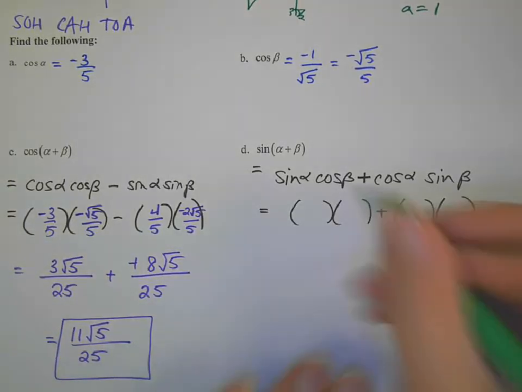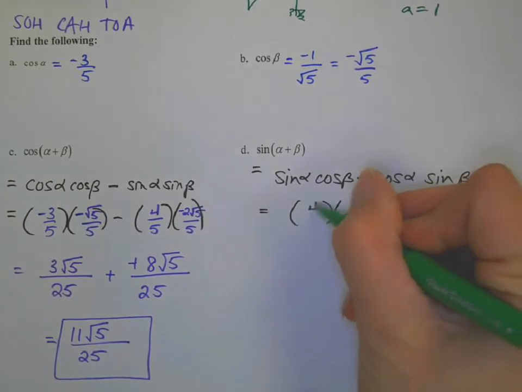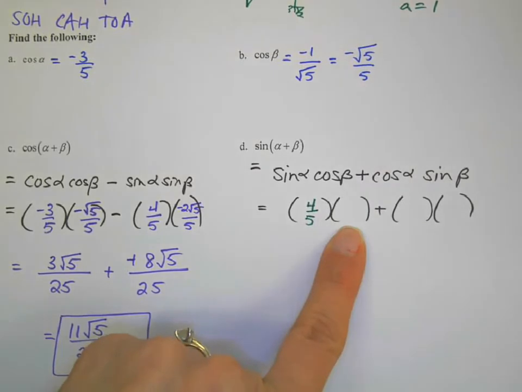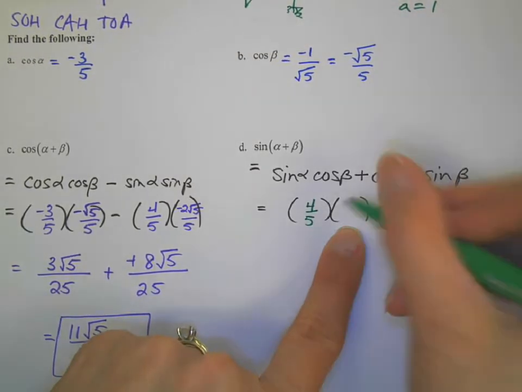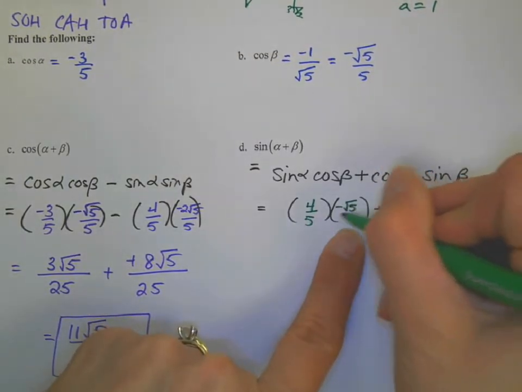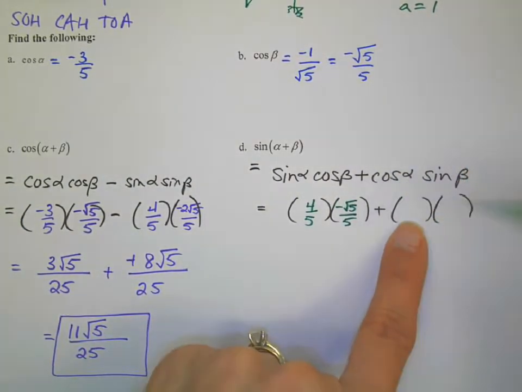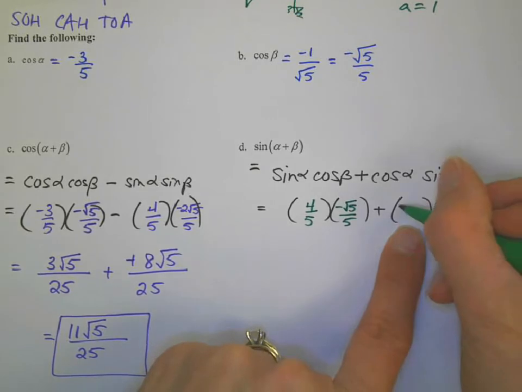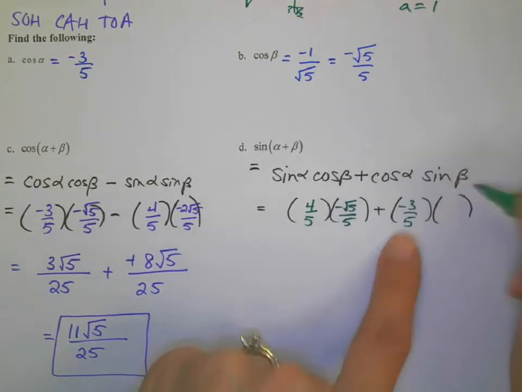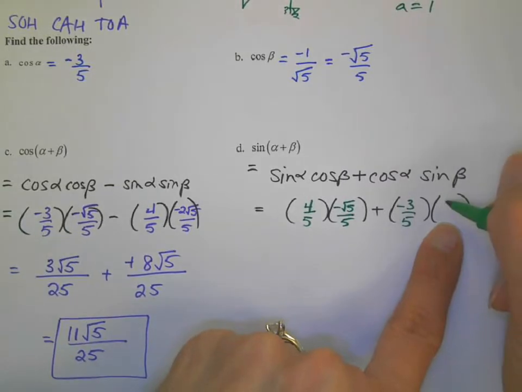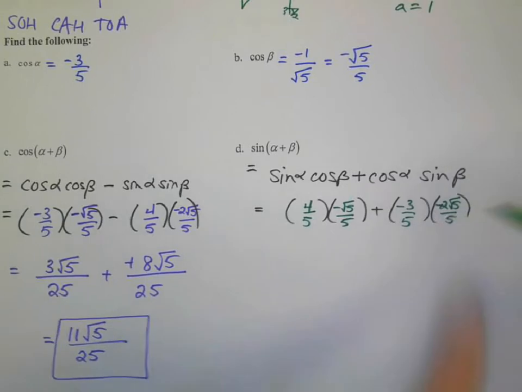What's sine of alpha? 4 over 5. Look at the beta picture and tell me cosine of beta. Oh, good. Negative 5 radical 5 over 5, rationalized. Cosine of alpha. Negative 3 over 5. Sine of beta. Yeah, let's rationalize and say negative 2 radical 5 over 5.